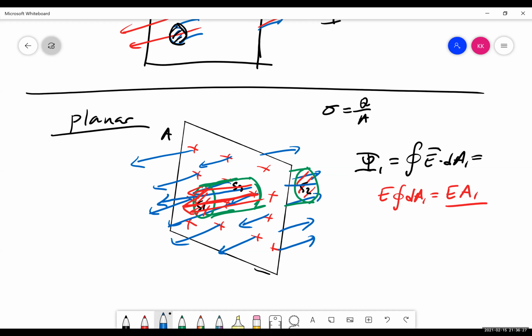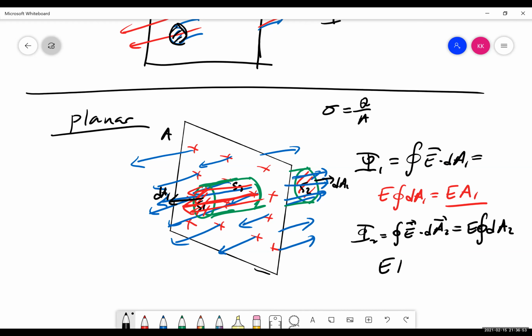Same thing we do for surface 2, which is right here. We can say the electric field goes parallel to this dA2, and this was dA1. Then flux 2 equals the closed integral of E dot dA2, which again, because the electric field is constant around surface 2, becomes the closed integral of just dA2, or just E times A2. That's flux 2. How about flux 3? Well, flux 3 is this part.